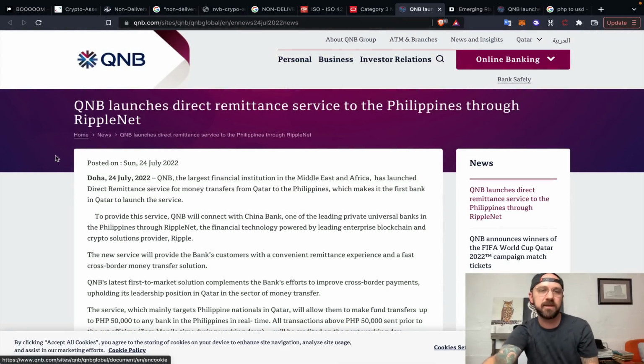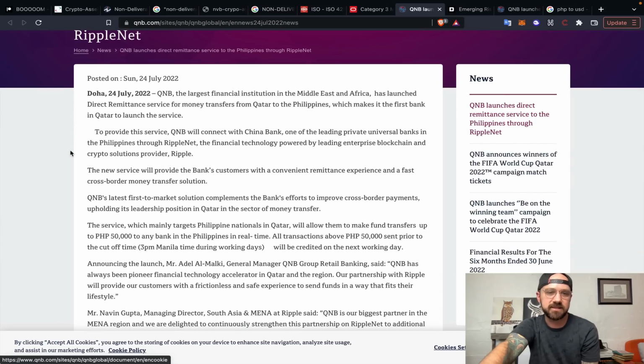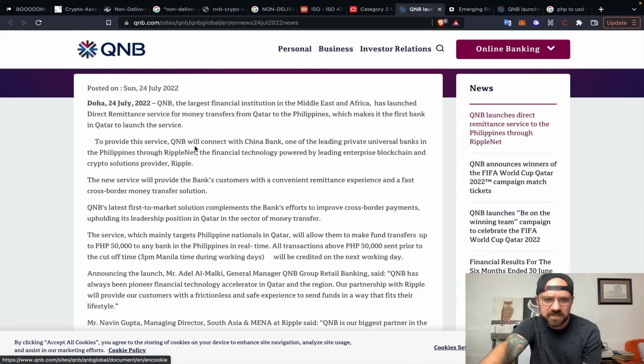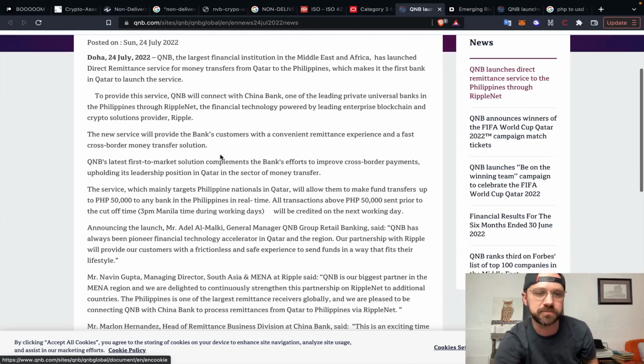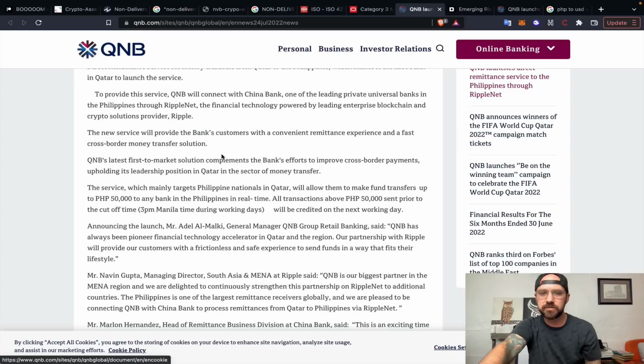All right, on the back of that, real quick, QNB, the largest financial institution in the Middle East and Africa, is launching a direct remittance service for money transfers from Qatar to the Philippines, which makes it the first bank in Qatar to launch the service. To provide this, QNB is connecting with China Bank, one of the leading private universal banks in the Philippines, through RippleNet, the financial technology powered by leading enterprise blockchain and crypto solutions provider Ripple. The new service will provide the bank's customers with a convenient remittance experience and a fast cross-border money transfer solution. QNB's latest first-to-market solution complements the bank's efforts to improve cross-border payments, upholding its leadership position in Qatar in the sector of money transfer.